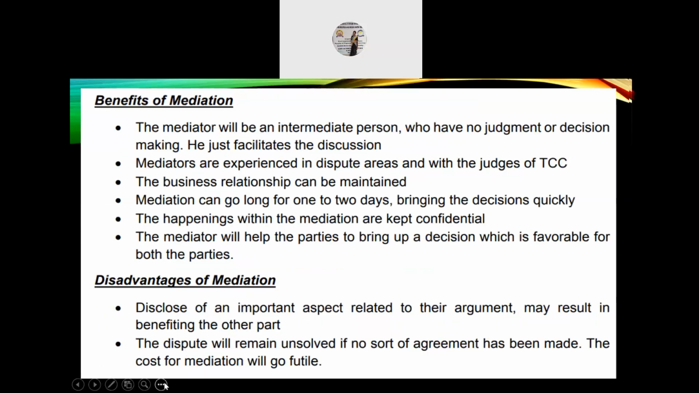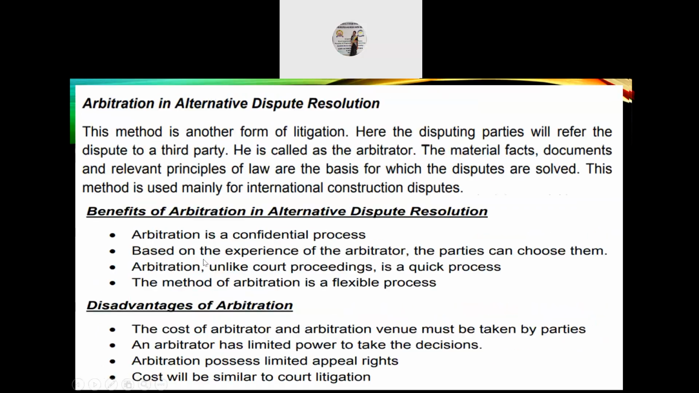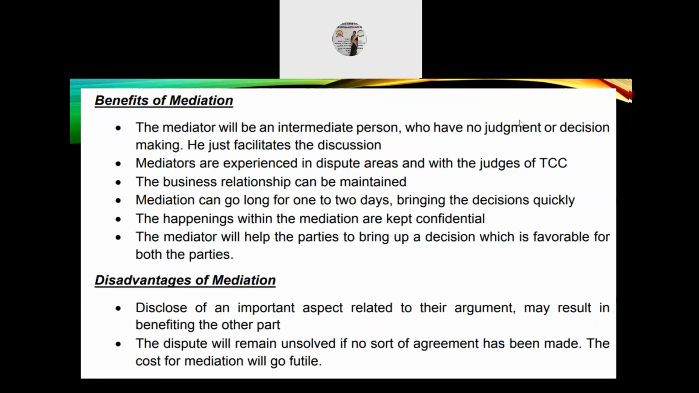The benefits are that the mediator will be an intermediate person who has no judgment or decision-making role and just facilitates the discussion. Mediators are experienced in dispute areas and with the judges of the TCC. The business relationship can be maintained. Mediation can go on for one to two days, bringing decisions quickly. The happenings within the mediation are kept confidential, and the mediator will help the parties to bring up a decision which is favorable for both parties.